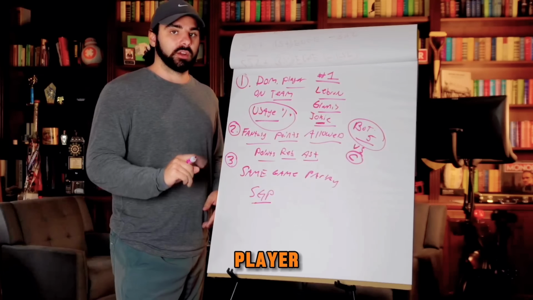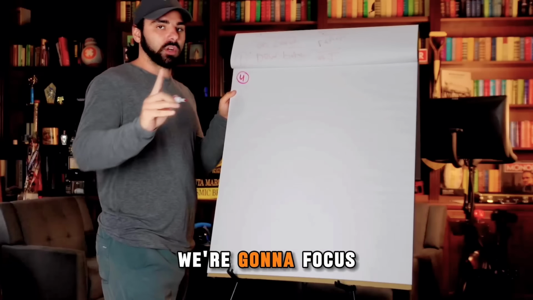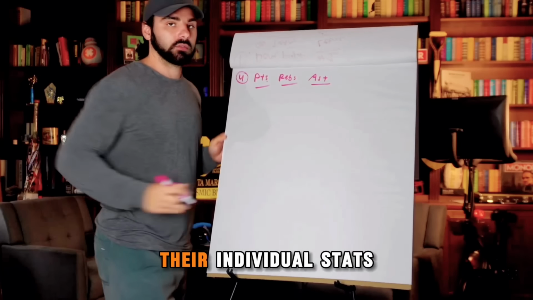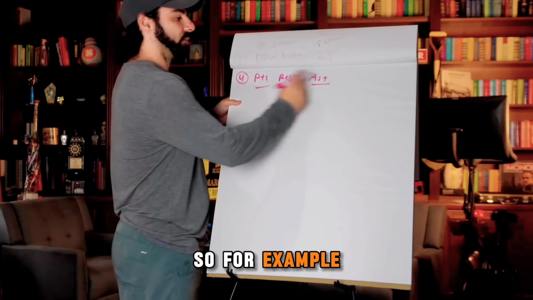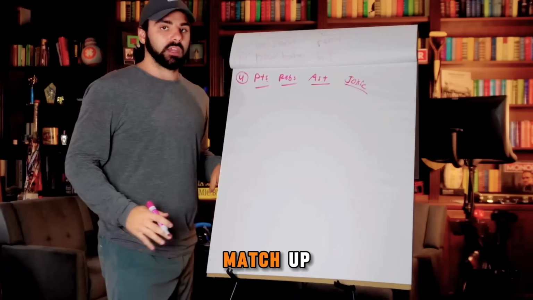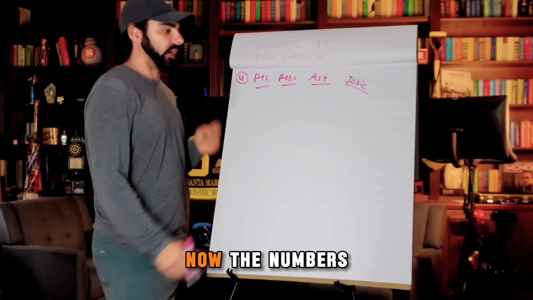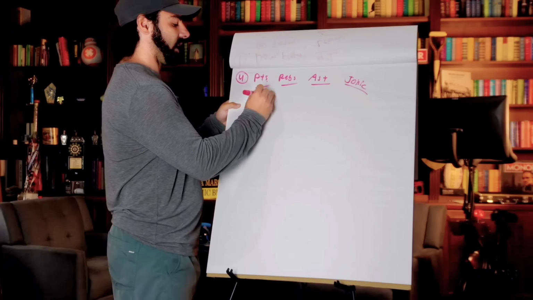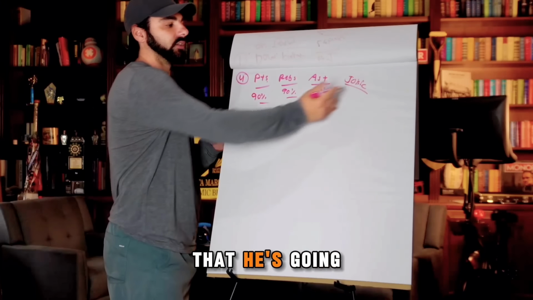We need to focus on one player, and he needs to do a couple things for us in order to make this happen. For that same game parlay, we're going to focus on their points, their rebounds, and their assists individually, their individual stats for that one player. So, for example, we've been using Jokic as an example. We're going to use that again. We're going to say that he has that great matchup, and we're looking at a same game parlay for his points, rebounds, and assists individually. Now, the numbers that we want to take for his points, rebounds, and assists individually need to have a 90% win rate against the similar defenses in that bottom five that he's going against.